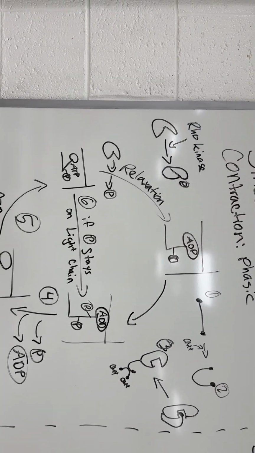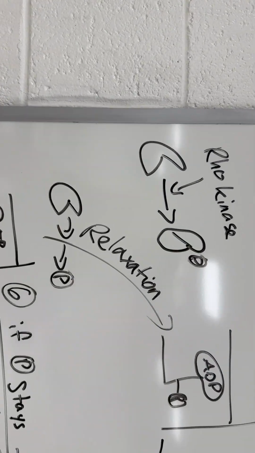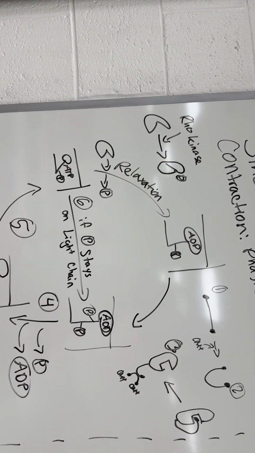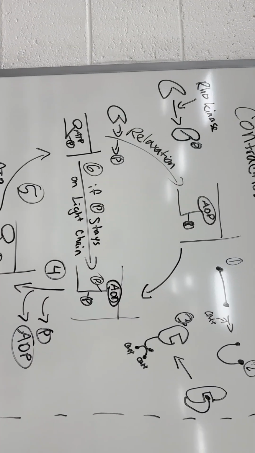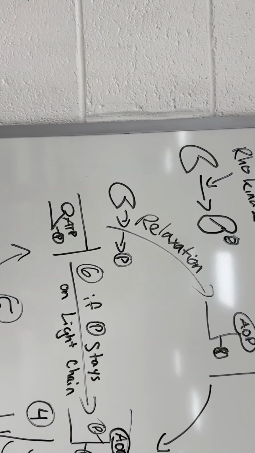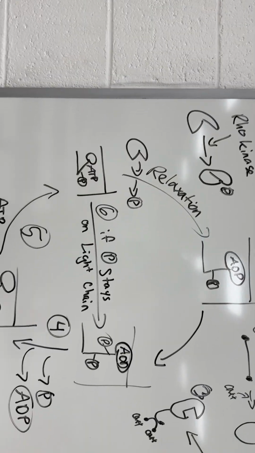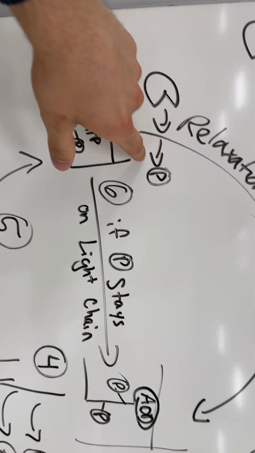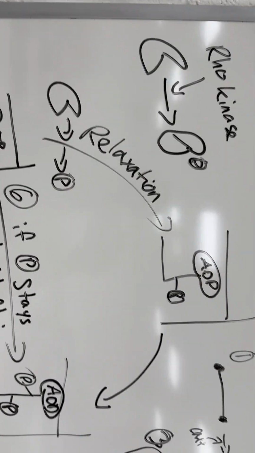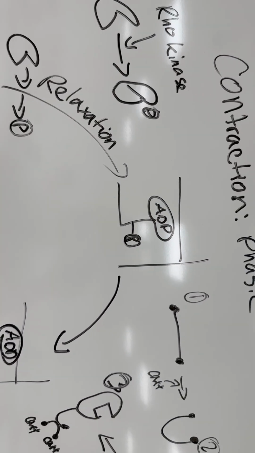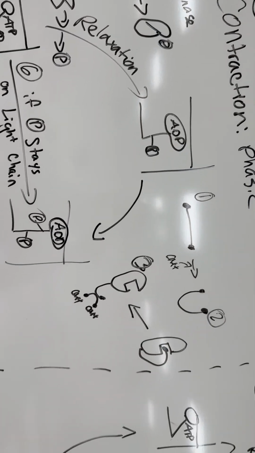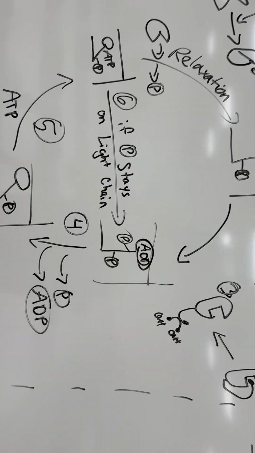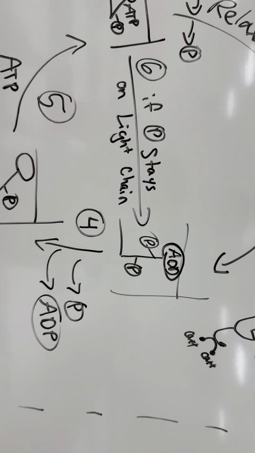But then we have something called Rho kinase. Rho kinase is an enzyme that is going to phosphorylate our myosin light chain phosphatase and inactivate it. And so myosin light chain phosphatase is going to take this phosphate off. If that happens, then we go into relaxation and we just have our ADP and phosphate until our myosin light chain kinase can phosphorylate it again, and we add the myosin onto the actin again.